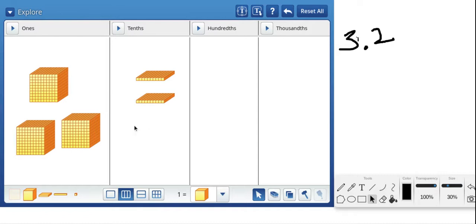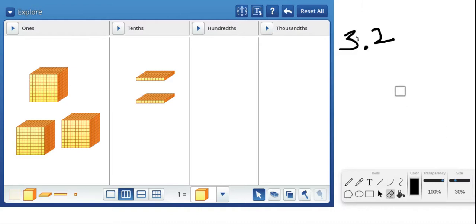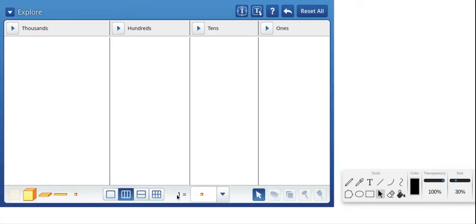So, okay, let's do one more together, okay? If you want to stick around for this one, you can, or if you want to go right to the activity, you can as well if you feel ready. All right, so reset. Okay.